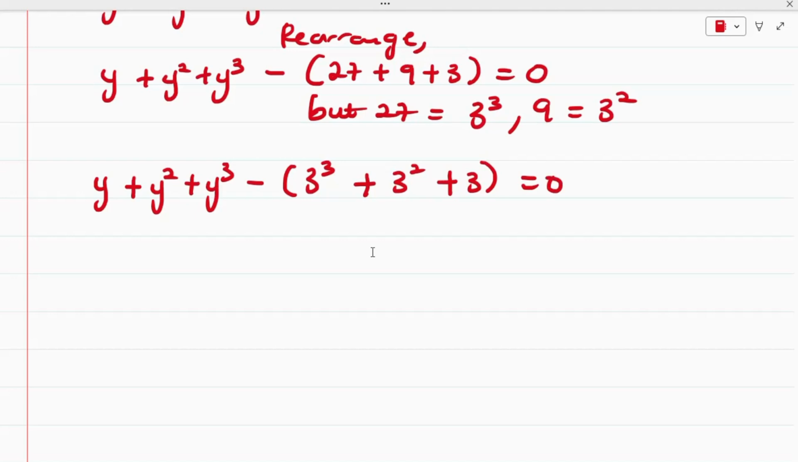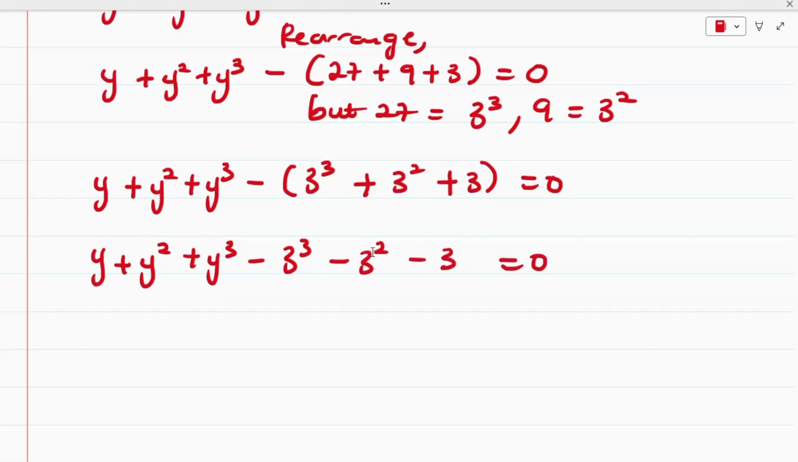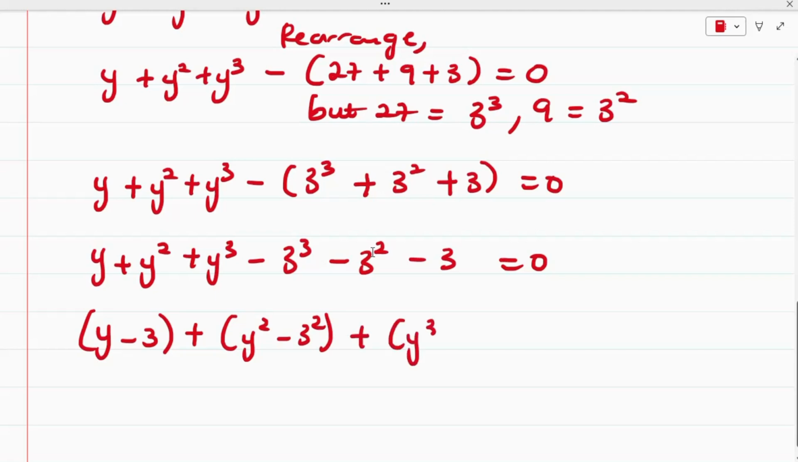So open up the brackets, we have y plus y squared plus y cubed minus 3 raised to the power of 3 minus 3 raised to the power of 2 minus 3, and this is equal to 0. So we can easily rearrange this to be (y minus 3) plus (y squared minus 3 squared) plus (y cubed minus 3 cubed), and this is equal to 0.